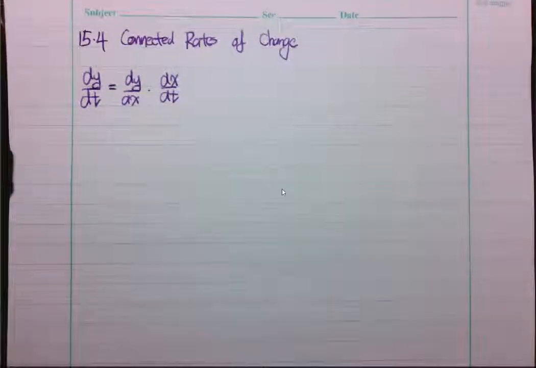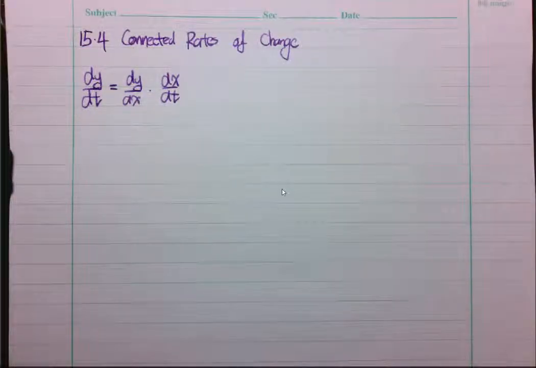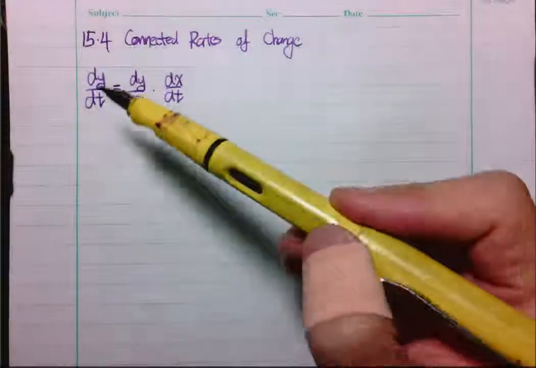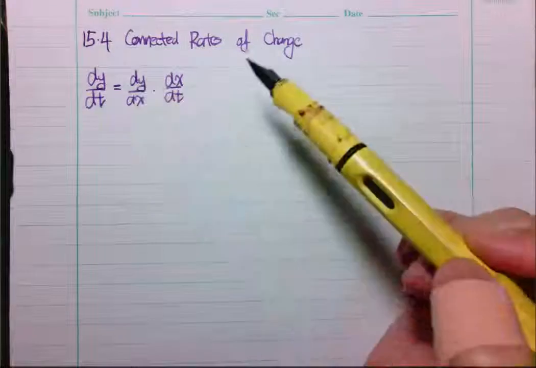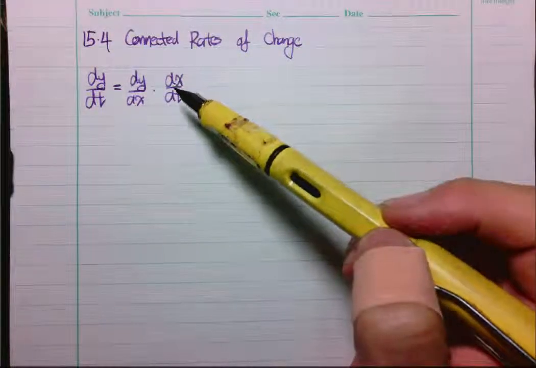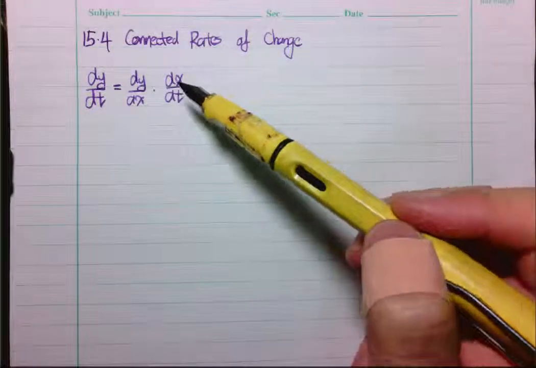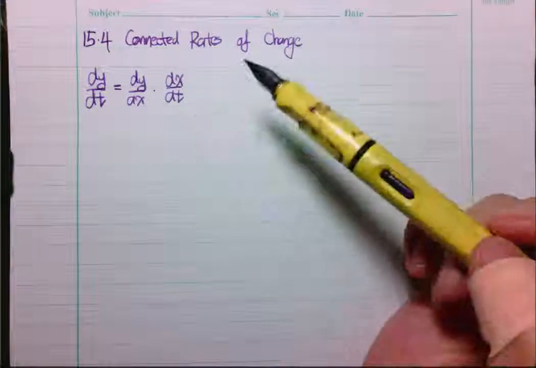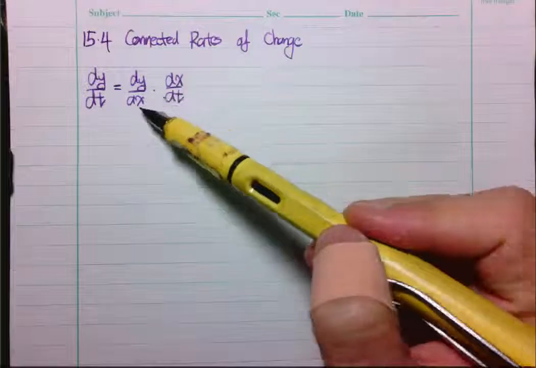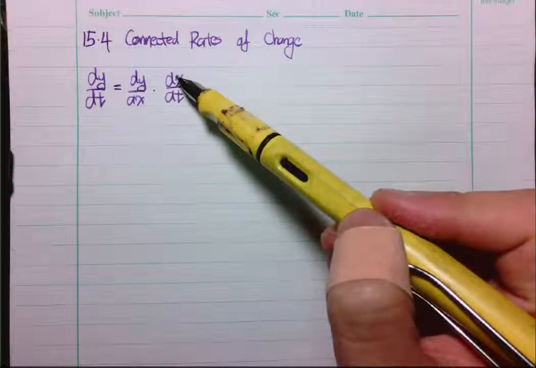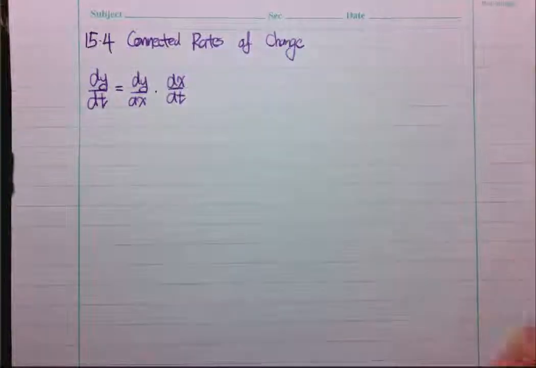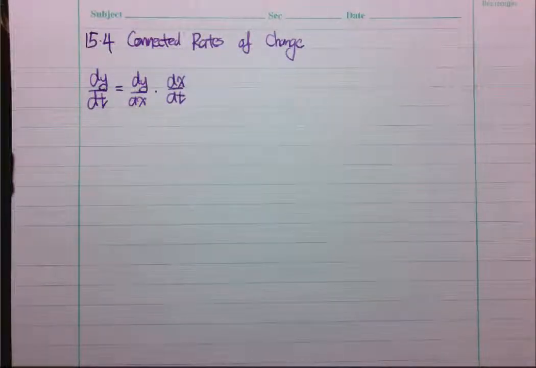Okay, today we're going to do connected rates of change. The main concept behind connected rates of change is this. For example, if we have the rate of change of y with respect to t, dy/dt, it simply equals the product of dy/dx multiplied by the rate of change of x with respect to t, dx/dt. In a way, it's as if the dx and dx are being eliminated to get dy/dt.